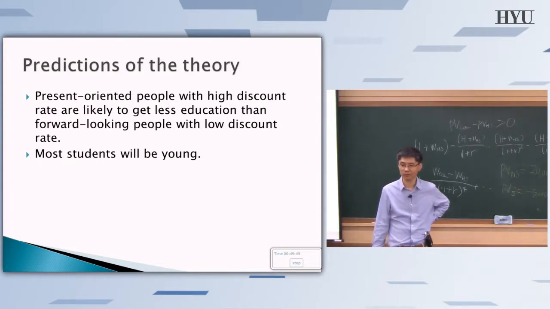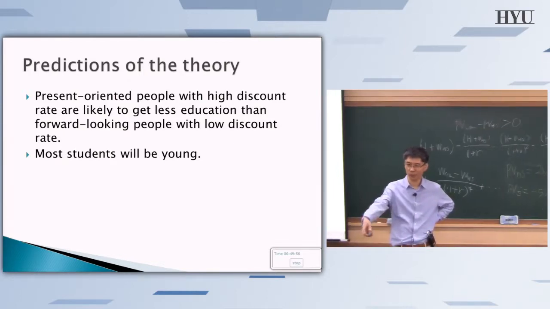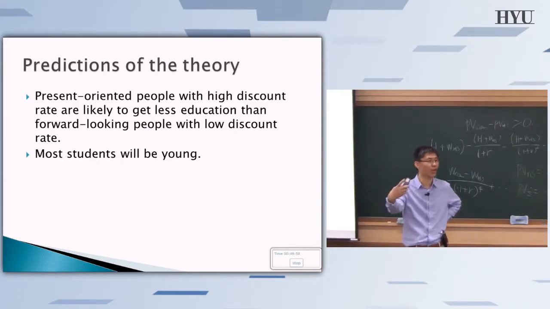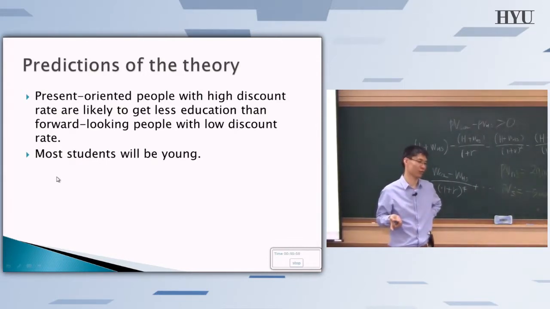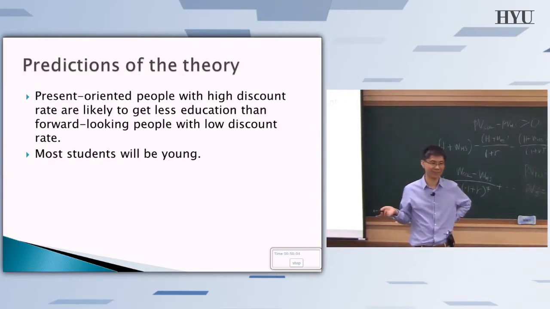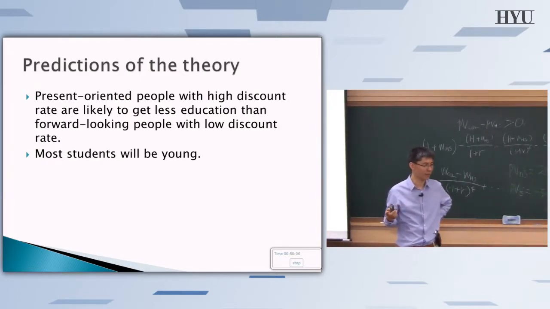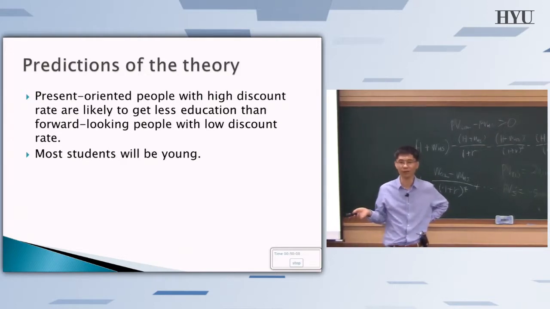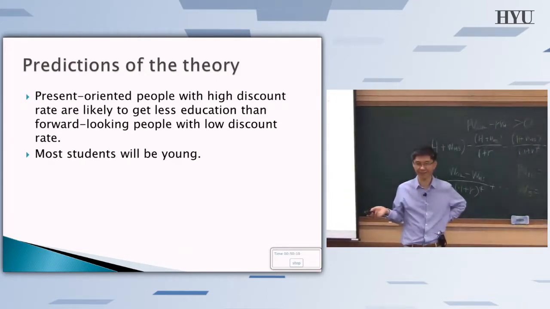More time to live. So what does that mean? More time, more years to get the return out of your education. Think about it. Let's say you are 50 years old, okay? And after going to college, you know that you will work for only 5 years. Then people will seriously think, is it really worth it?